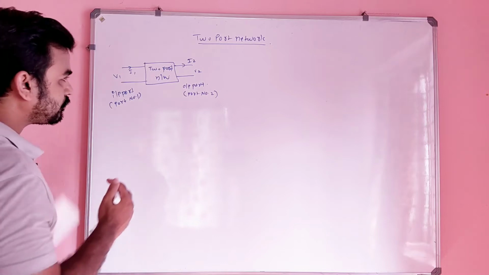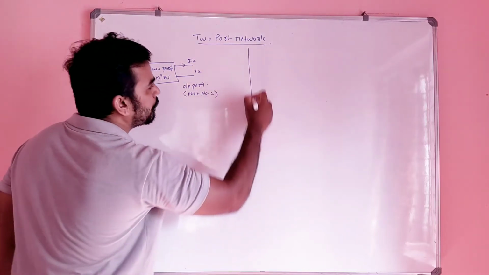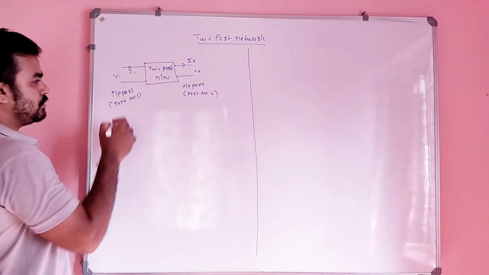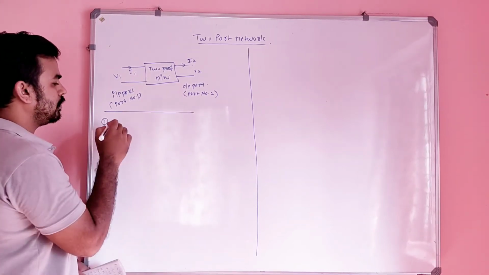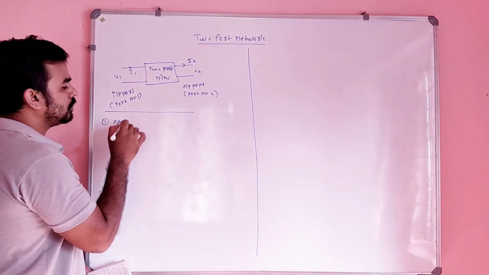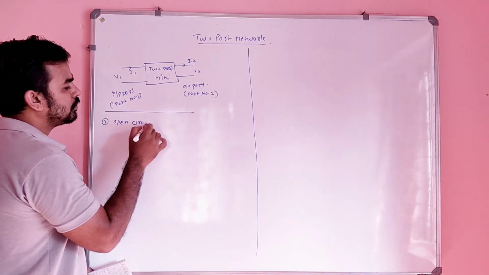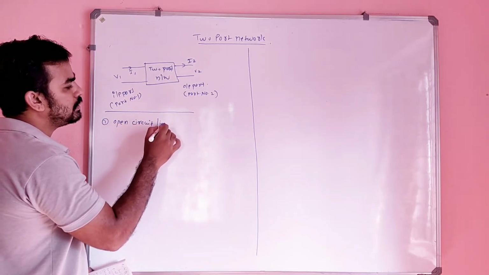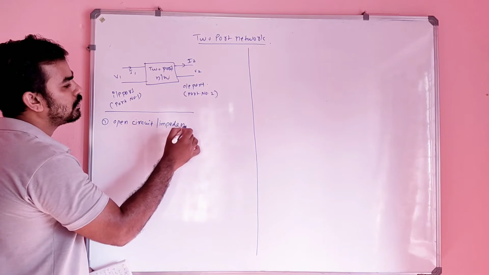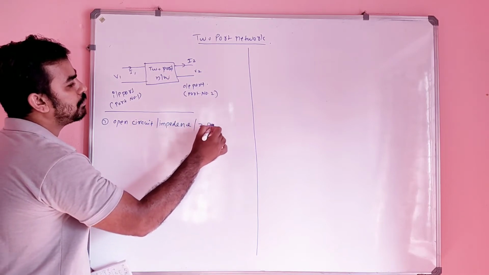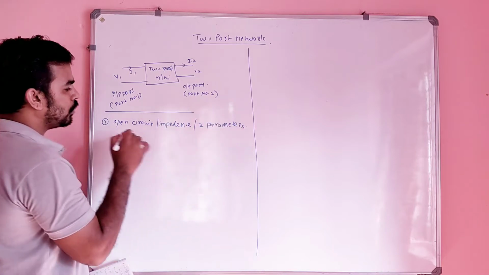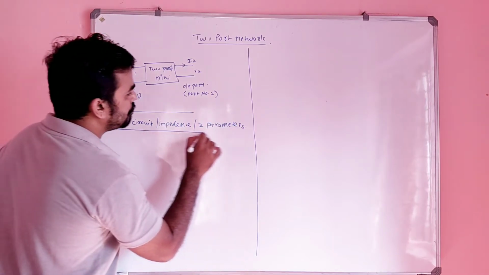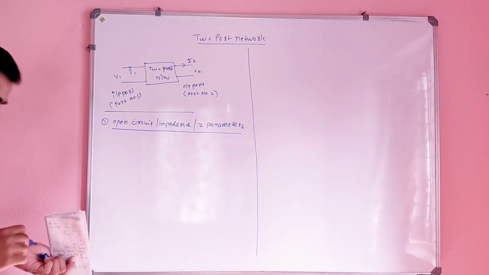So first we have to see open circuit impedance or Z parameters.